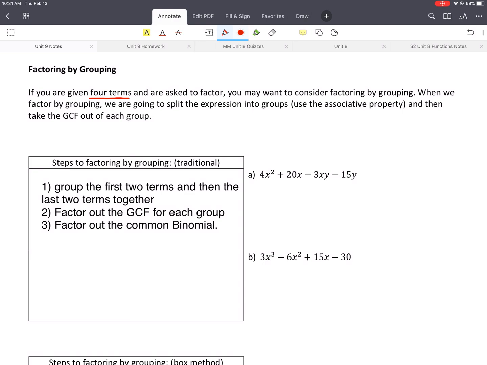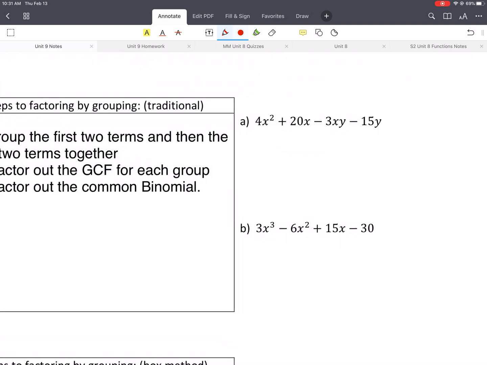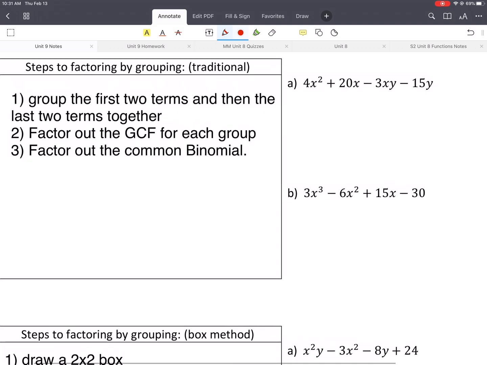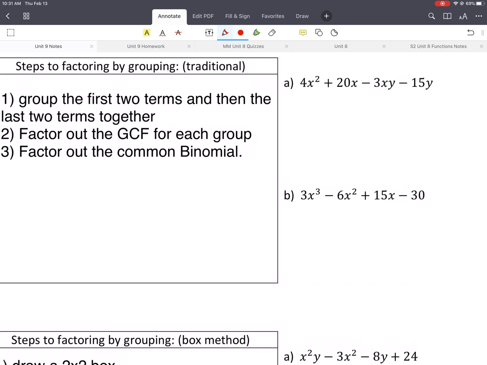When we factor by grouping, we are going to split the expression into groups. Okay, that's why it's called factoring by grouping. And then we're going to take out the greatest common factor for each group. So I have the steps here. I don't have it in the notes, so if you need to pause and write that down, but we're just going to go over the problem. So if you need to see that, pause.